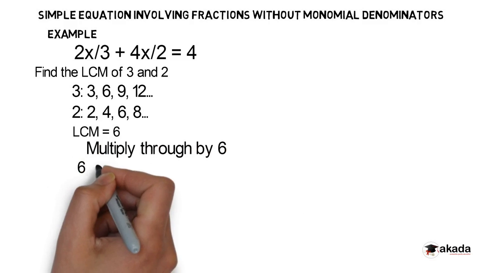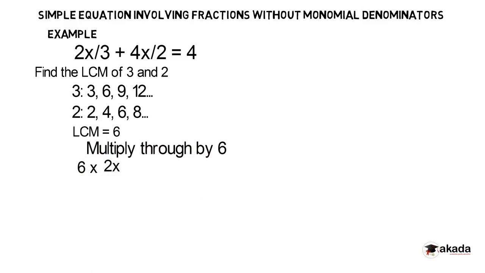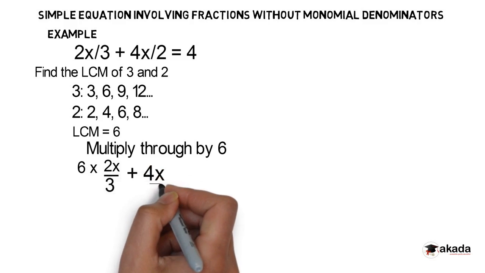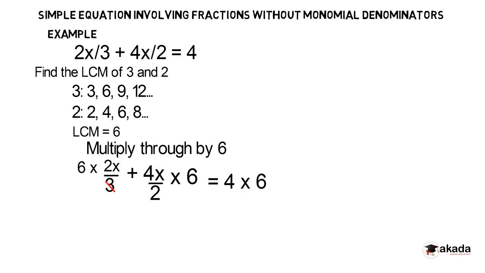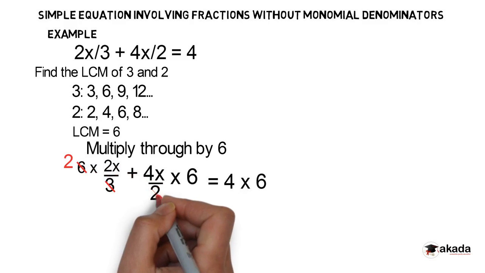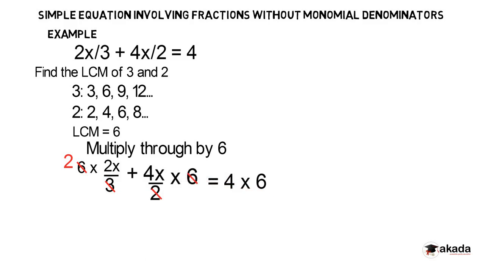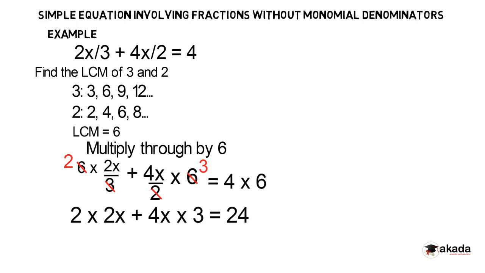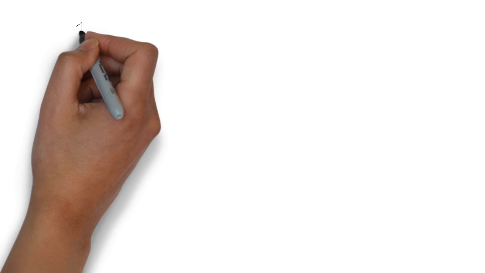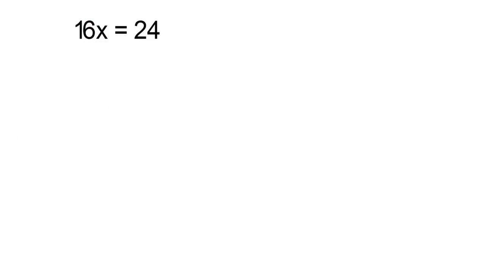Multiplying through by 6, I have 6 times 2x over 3 plus 4x over 2 times 6 equals 4 times 6. How do I solve this? 3 cancels 3, I'm left with 2. Also, 2 cancels 2, I'm left with 3. So I have 4 times 6 on the other side. So I have 2 times 2x plus 4x times 3 equals 24. So here I have 4x plus 12x equals 24. Can you see that? So I have 16x equals 24.